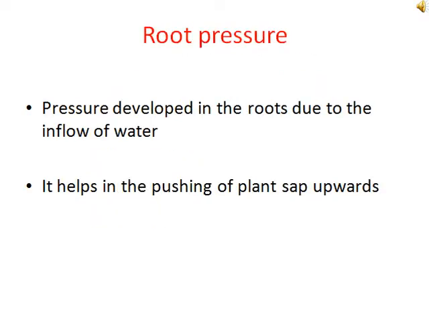Next topic is root pressure. It is the pressure developed in the roots due to the inflow of water, brought about by the alternate turgidity and fluidity of the cells of the cortex and root hair cell. It helps in pushing plant sap upwards. Actually, the conduction of water through the stem takes place due to the root pressure. It helps in the upward movement of absorbed water and minerals to the upper parts of the plant.